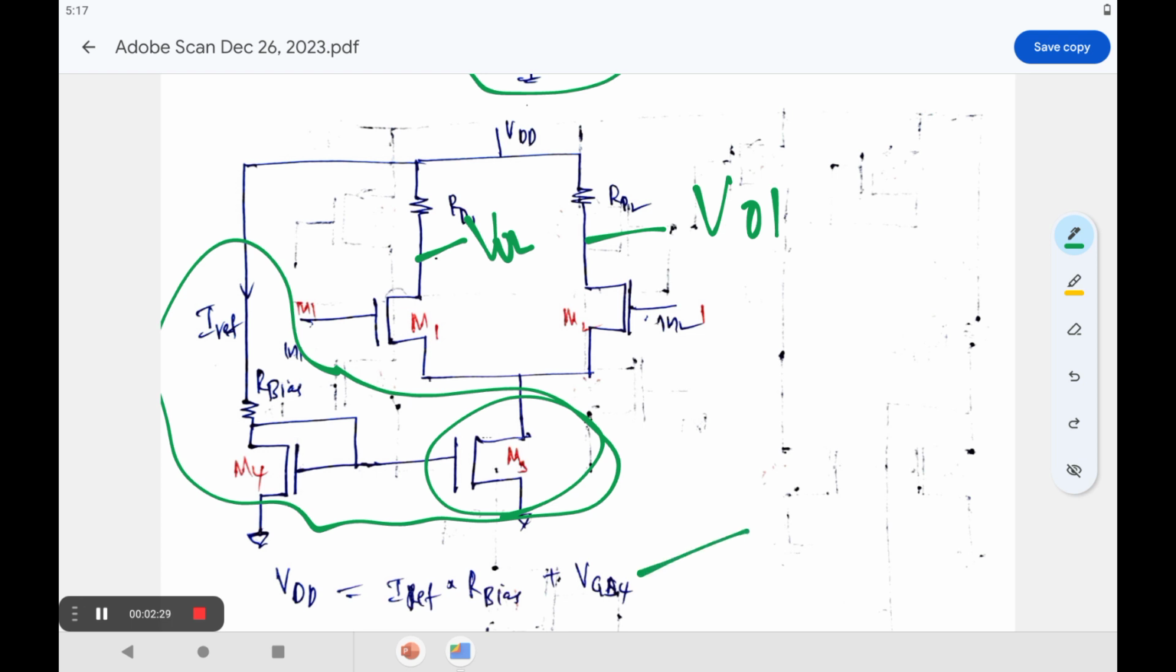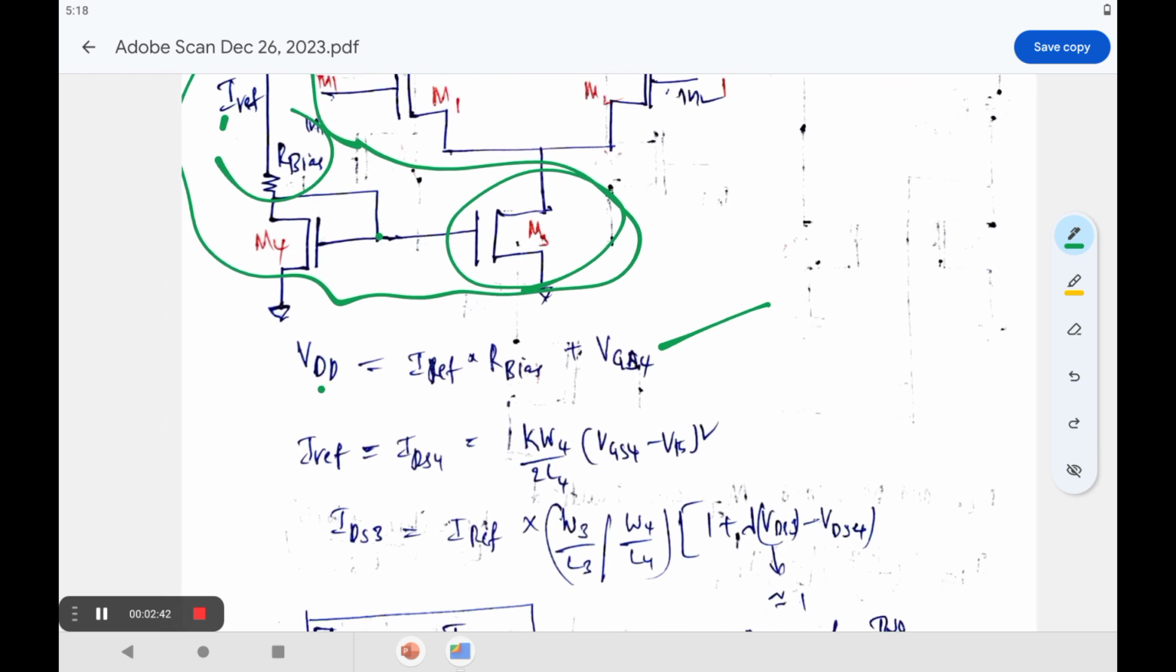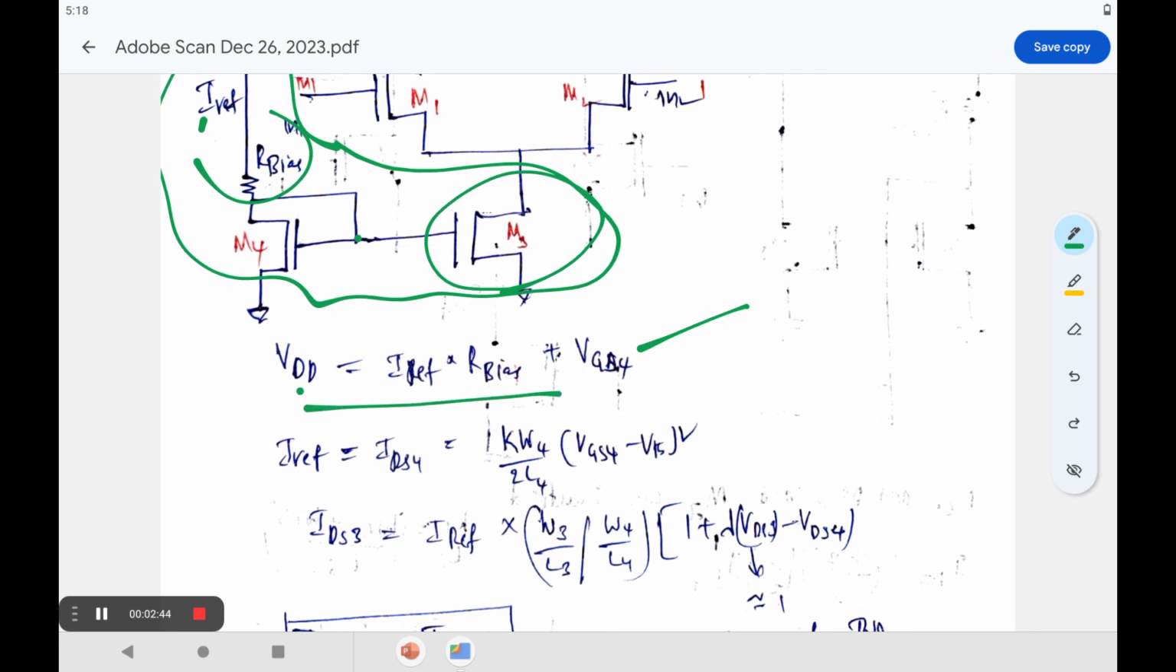So now we have to find the VDD voltage. VDD is the total power supply, which is the voltage drop across this resistor plus the corresponding VGS value. Therefore, VDD is equal to I reference into R bias plus VGS4. From this, we know that the I reference value is also equal to the M4 transistor current. So therefore, I reference is equal to IDS4.